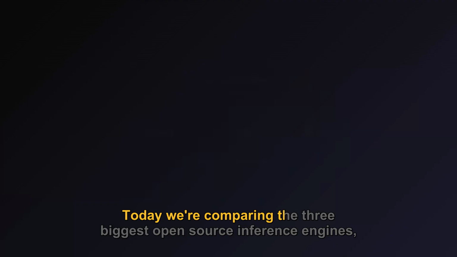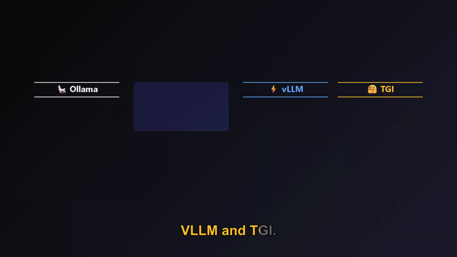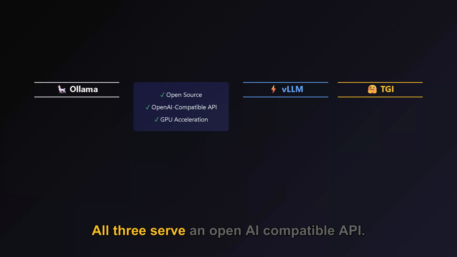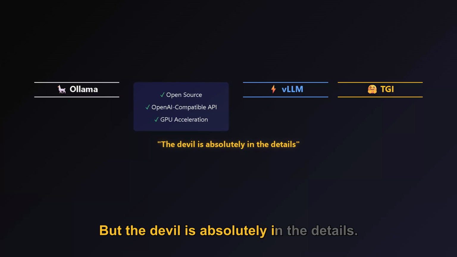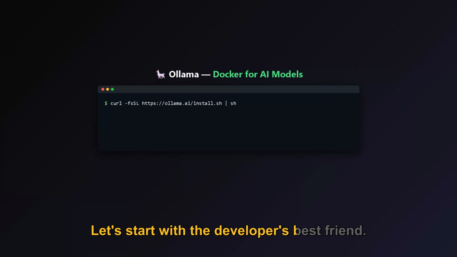Today, we're comparing the three biggest open-source inference engines, Ollama, vLLM and TGI. All three are open source. All three serve an OpenAI-compatible API. But the devil is absolutely in the details. Let's start with the developer's best friend.